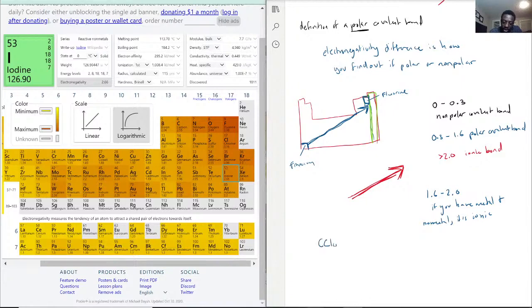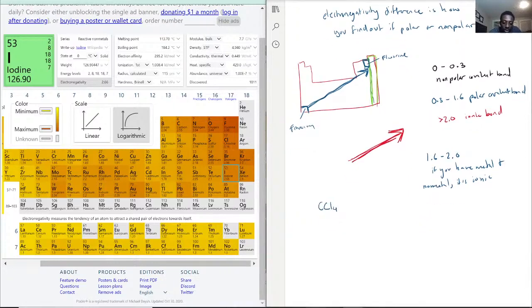Remember how I mentioned briefly that you can have polar bonds but a non-polar molecule? Take CCl4. For every chlorine to carbon bond, you have 3.16 minus 2.55. It's not the biggest difference, but it's enough: 0.61. Technically, that is a polar covalent bond. There's polarity. The chlorine tends to be more negative and the carbon tends to be more positive.